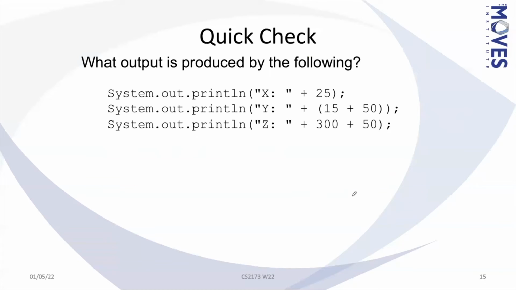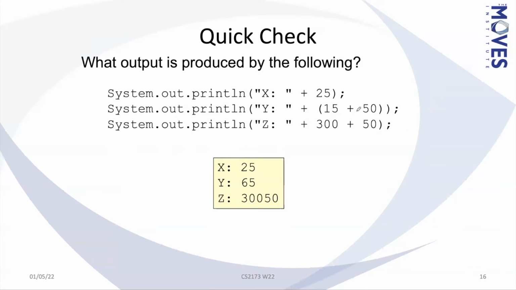Okay, so just as a little test here, what is produced by the following? So what will this do? This should print X followed immediately by 25. This should be Y followed by 65. Oops, 65. And then this will be Z and then 30050. So again, without the parentheses, that's what happens.